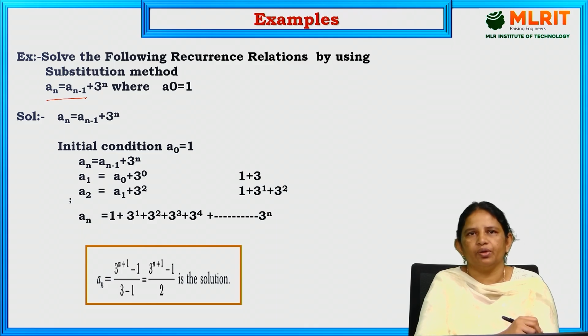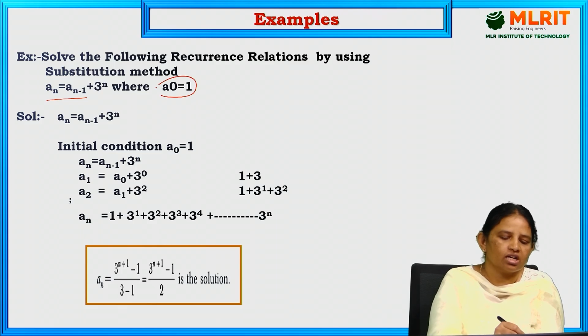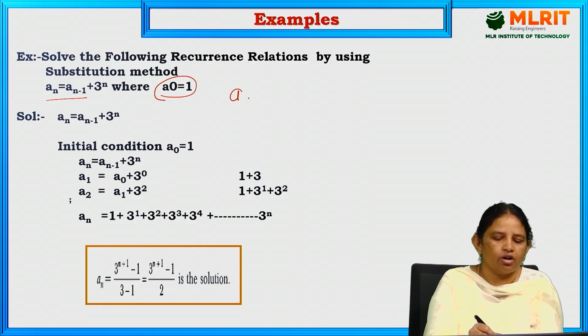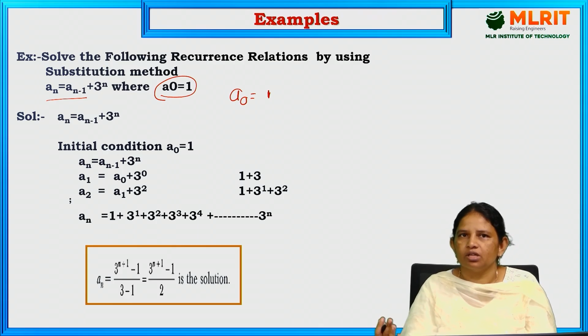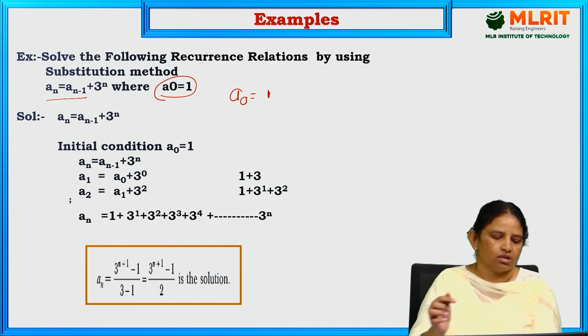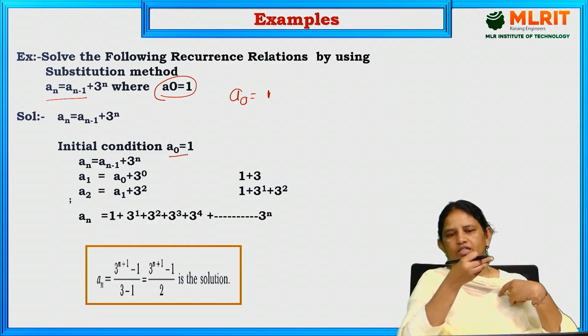a_n equal to a_(n-1) plus 3 to the power of n. What is the initial condition? a_0 equal to 1 is the initial condition. So once the initial condition has been given, based on the initial condition, we need to find the next term in the sequence.